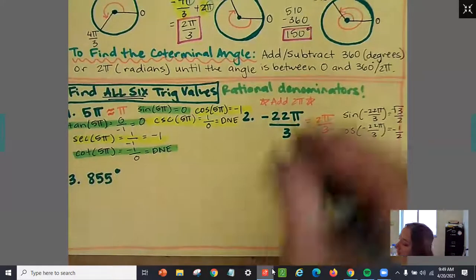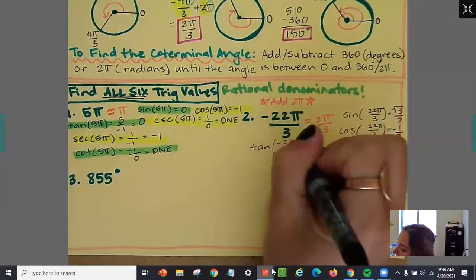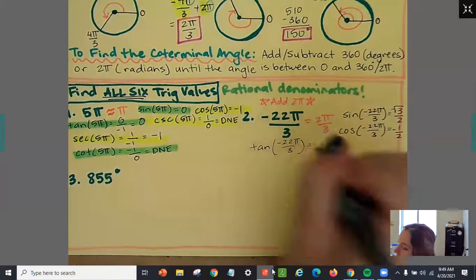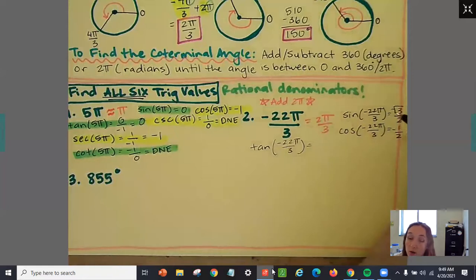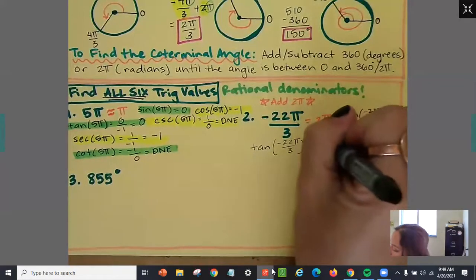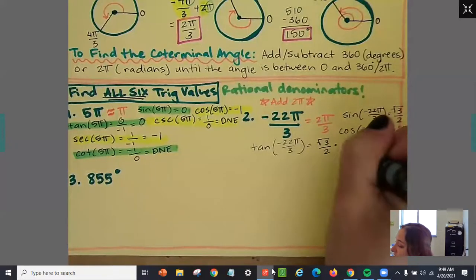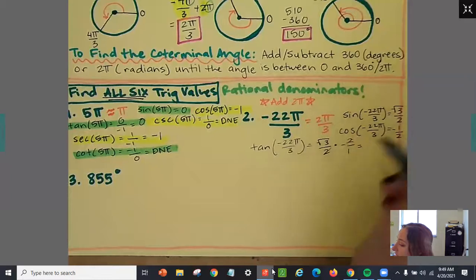Okay, now let's look at our tangent. And remember, tangent is going to be y divided by x. So here we can do y or sine divided by cosine. So we can do root 3 divided by negative 1. Or you can keep change flip and actually solve it out. So let's just go ahead and do that. Root 3 over 2 divided by negative 1/2. So we're going to keep change flip. So negative 2 over 1. The 2's are going to cancel out. So we're going to get negative root 3 over 1, and this is going to give us negative root 3.